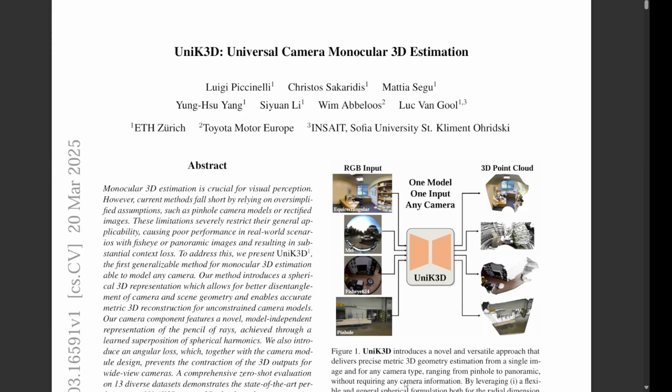Okay, let's jump into this. Imagine a computer looking at, well, any single photograph, maybe from your phone, a security camera, even a 360-degree lens, and instantly understanding the full, precise 3D layout. Everything in that image, just like our own brains seem to do, effortlessly.